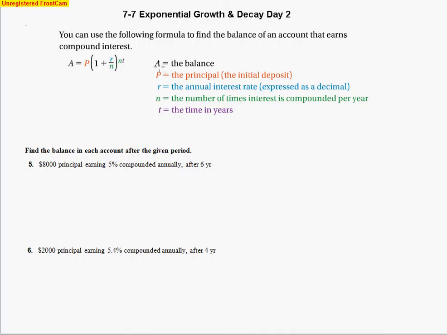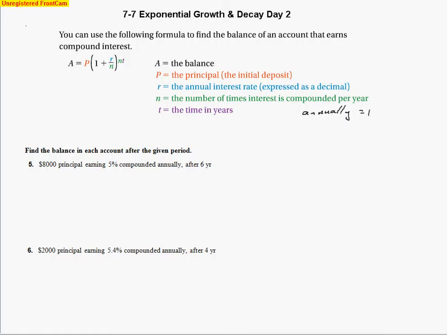A stands for the balance. P is the principal, which is the initial deposit. R is the annual interest rate, expressed as a decimal. And then N is the number of compounding periods per year. We have some different ones that we'll see. So for instance, annually is just going to be equal to 1. So N would be 1.